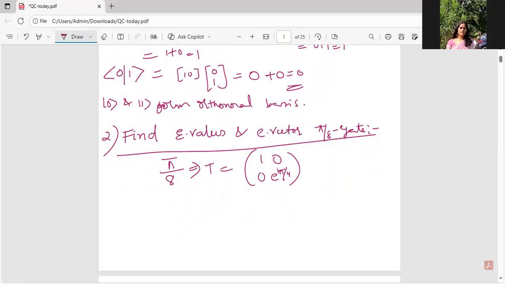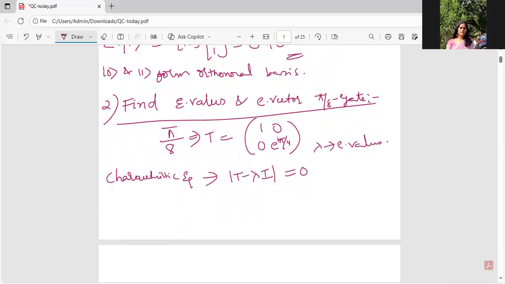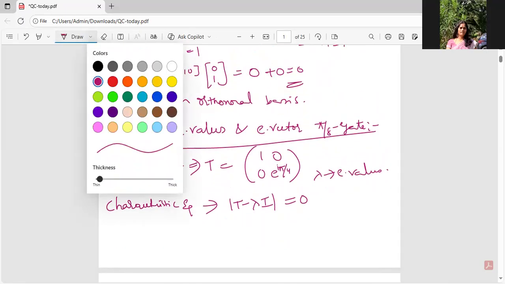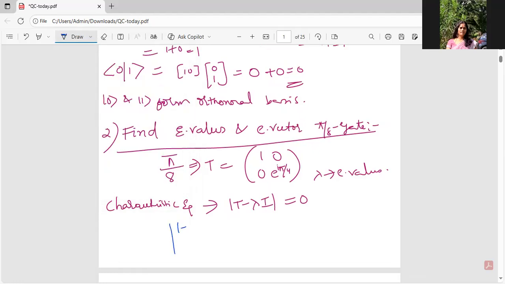How do I find eigenvalues? I first consider the characteristic equation. What's the characteristic equation? det(T minus lambda I) is equal to 0, where lambda is the eigenvalue. First I consider the characteristic equation, then I go with the remaining things. How does the characteristic equation look? It is det of [[1 minus lambda, 0], [0, e^(i pi/4) minus lambda]] equal to 0.